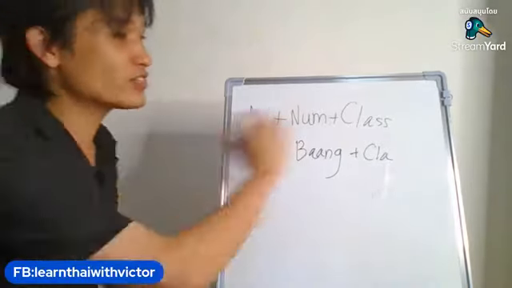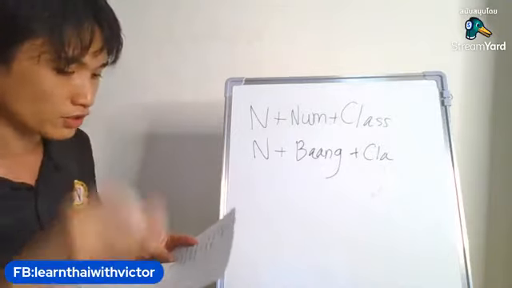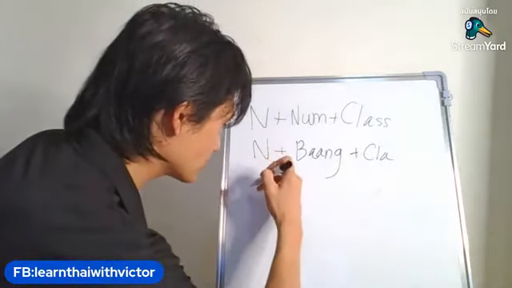And the second one is when you say the word some, okay? So this is the vocabulary to use with the classifier of things. So the first one is this one.